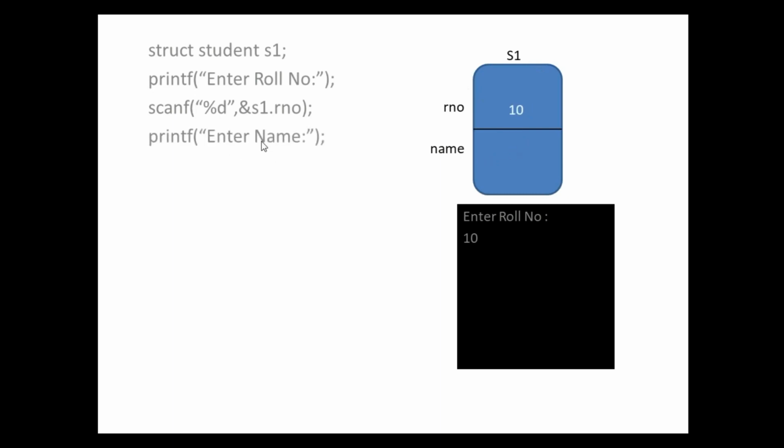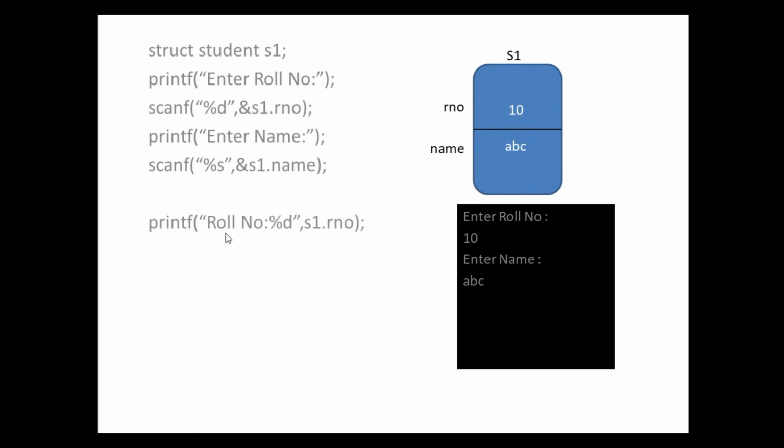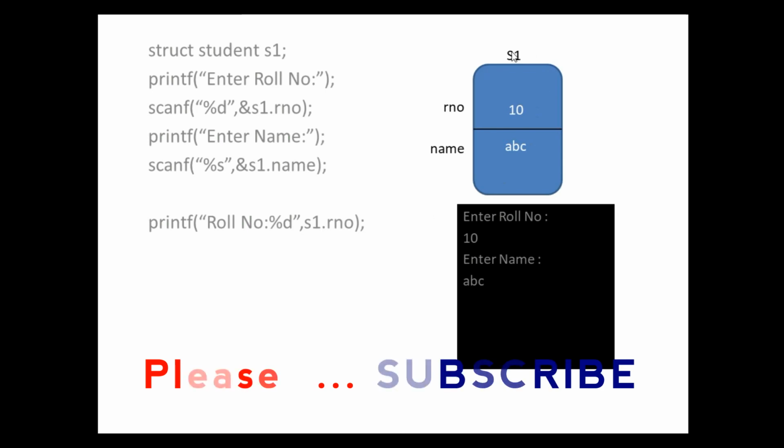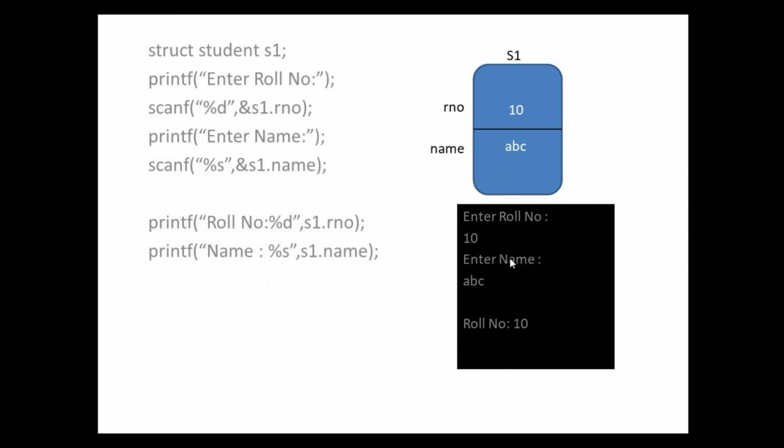Printf enter name. This printf will print enter name on the output screen. I have given ABC and pressed enter, so the scanf statement will receive ABC and store it in S1's name. So S1's name is ready. My first student with the roll number and name is ready. Now I want to print S1's details, so I have used printf, roll number %d, s1 dot rno. S1's name will be printed, ABC. Our program is executed perfectly.